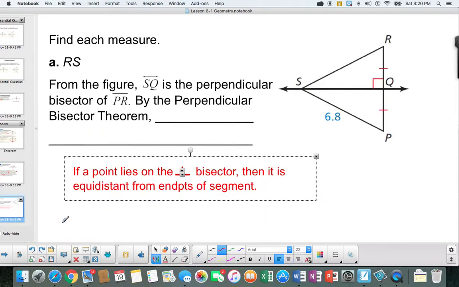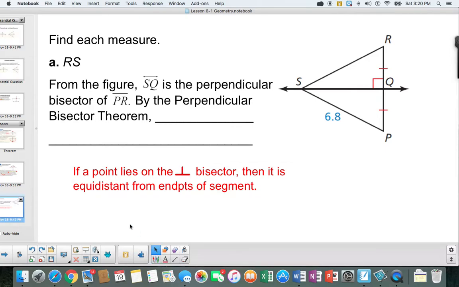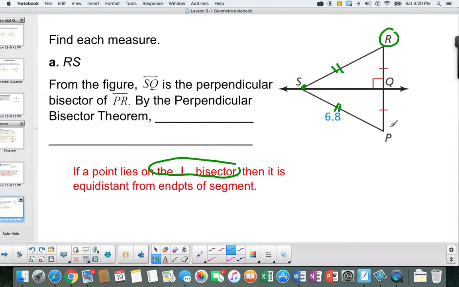All right, let's go ahead and utilize this in a problem. Right now I see a perpendicular bisector. So I know I have a perpendicular bisector. Once I know I have a perpendicular bisector, anything on the perpendicular bisector is equidistant to the endpoints. These are the endpoints. So that's going to tell me that SR, or RS, is going to be the same distance, which is 6.8.